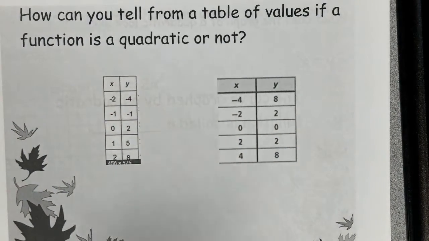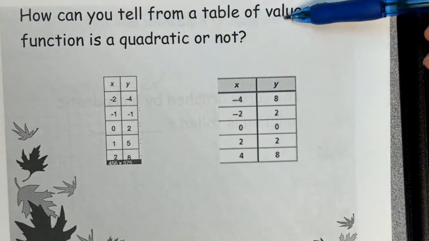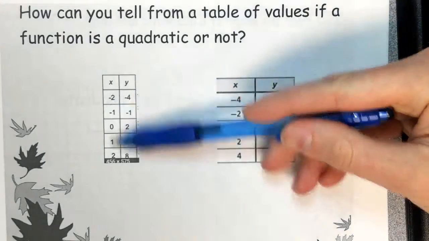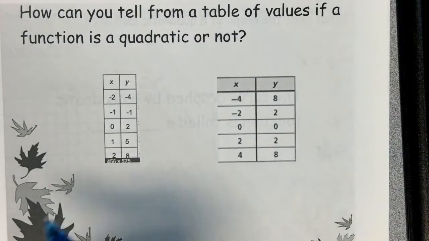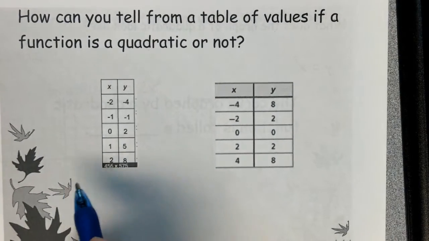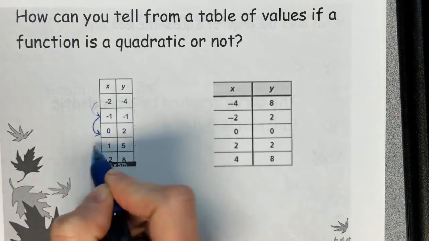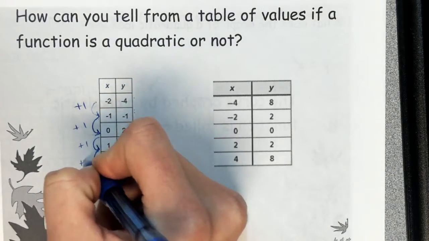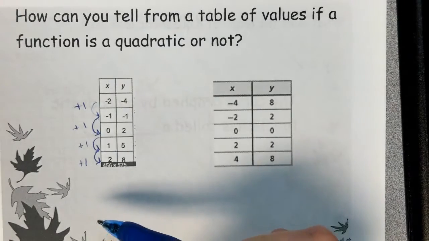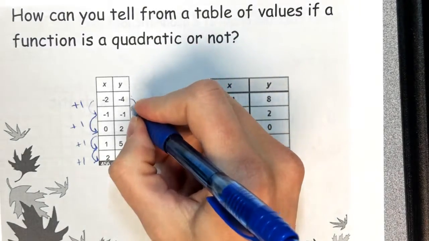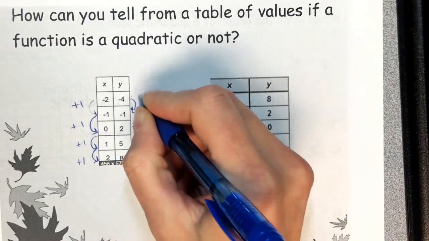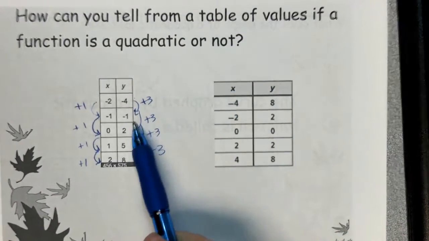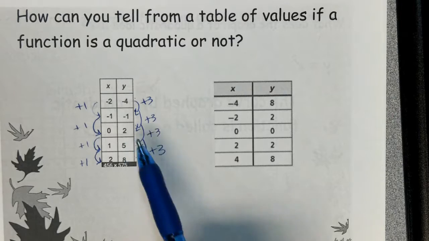Alright. So definitely write: how can you tell from a table of values if a function is a quadratic or not? You're going to want to know that this is the question I'm asking for this information. So in this first table, we notice that each of these x values is added by 1. So we have this constant change. And now if we look at this, we notice that the pattern is adding 3 each time. Negative 4 plus 3 is negative 1, negative 1 plus 3 is 2, and so on.